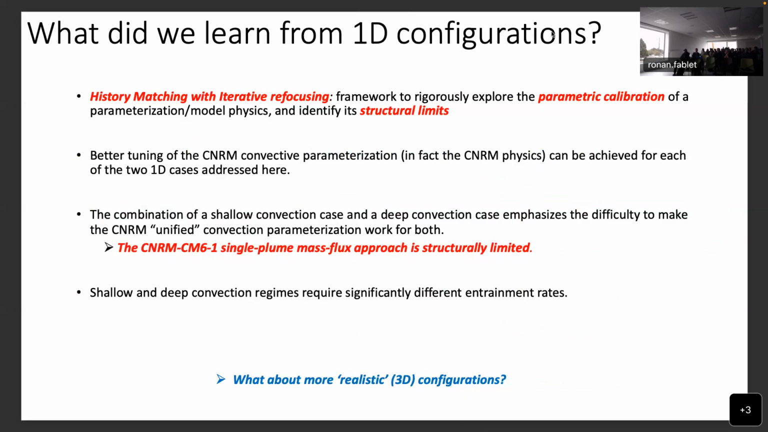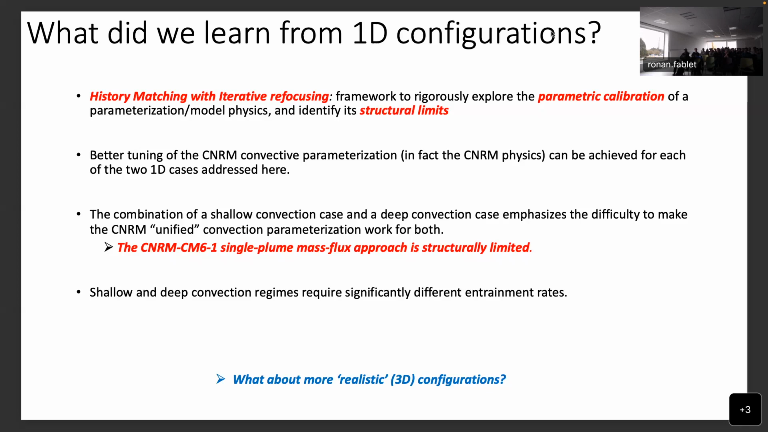I showed you that we can achieve a better tuning of the CNRM convective parameterization, either for a shallow convection case or for a deep convection case. But achieving that for the shallow and deep convection cases at the same time doesn't seem to be feasible, at least given the tolerance to error I used. So the conclusion here is that the CNRM-CM6 model single plume mass flux approach is structurally limited.